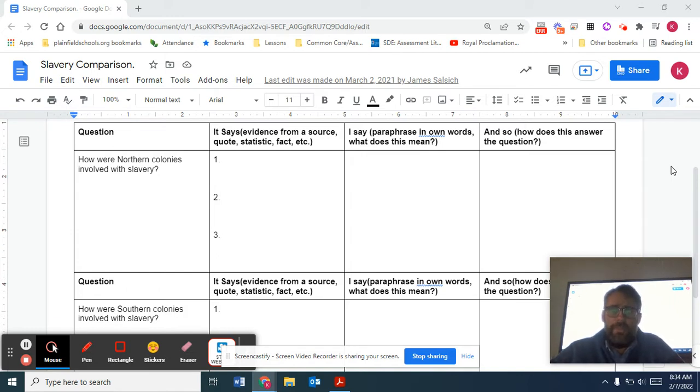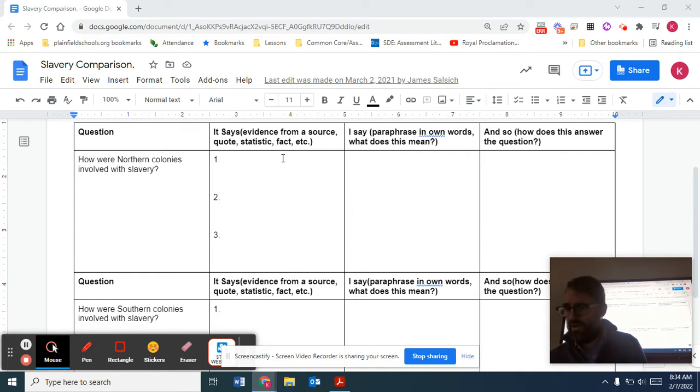Part one is the first box right here. It's really taking a direct quote from the text. You can see where it says evidence from a source. This is a direct quote, a statistic, a fact, and it comes directly from a document that we used in class. And you would quote it.